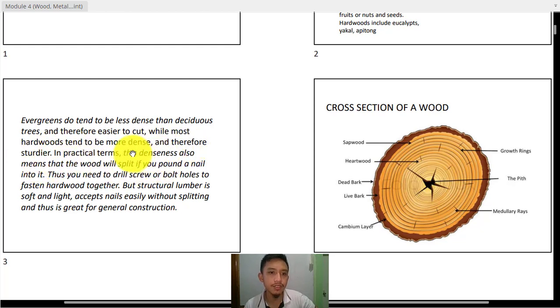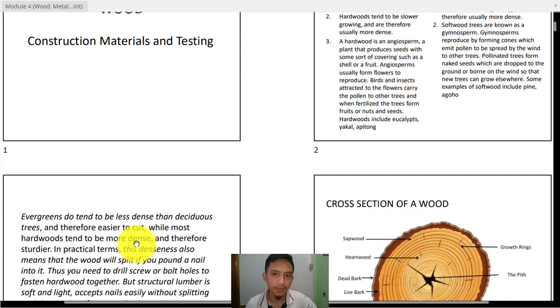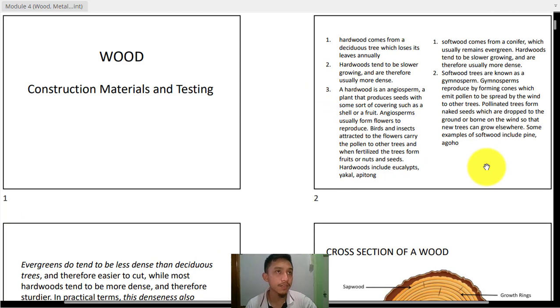In practical terms, this denseness also means that the wood will split if you pound a nail into it. Thus you need to drill screws or bolts to fasten hardwood together, but structural lumber is soft and light, accepts nails easily without splitting, and is thus great for general construction. That explains the advantages and disadvantages of softwood and hardwood. Softwood's strength compared to the hardwood is low, so if we are after strength, then we should be using the hardwood.